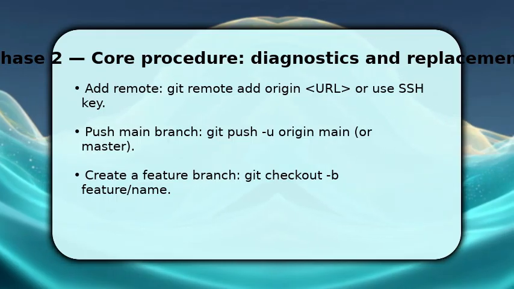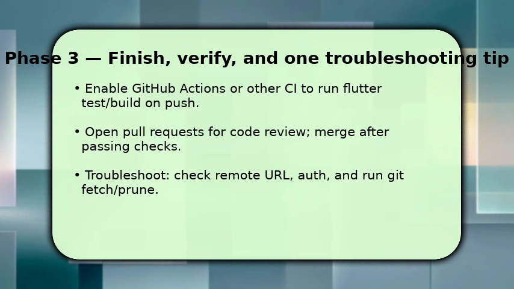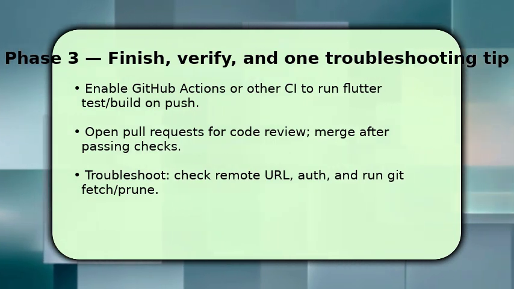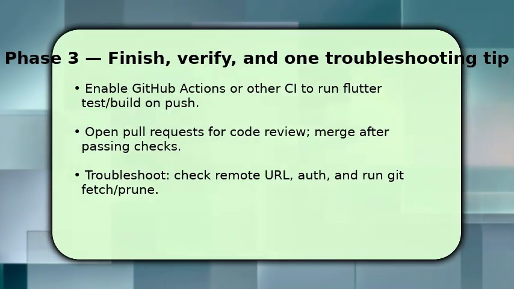Finish by automating and collaborating. Add a simple GitHub Actions workflow to run flutter test and flutter build on each push so you catch issues early. Open pull requests from feature branches and wait for CI to pass before merging.